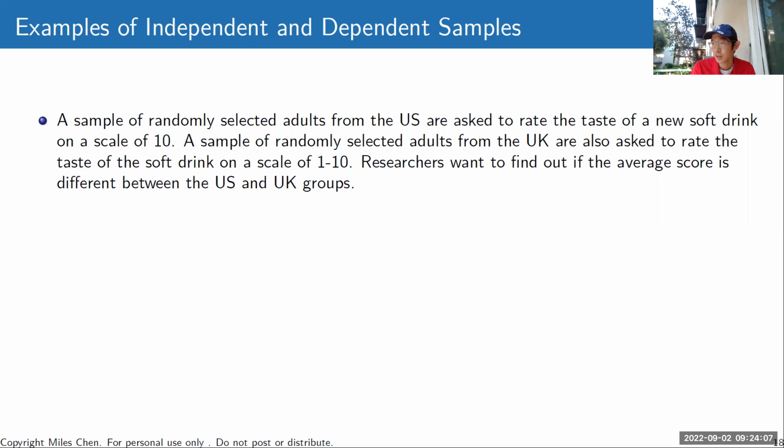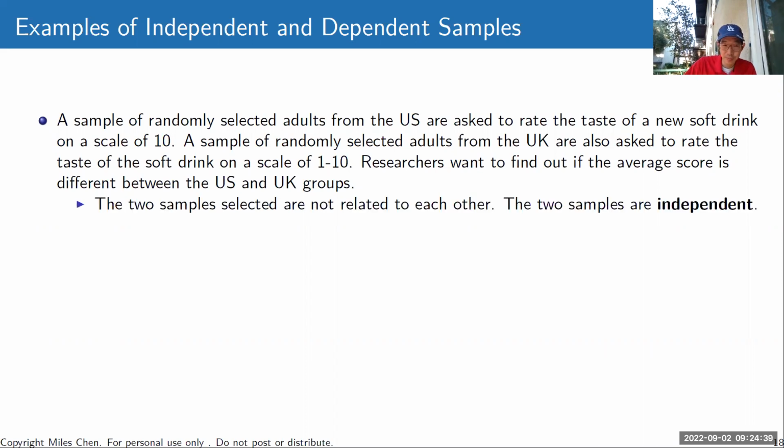So here it says, we randomly selected some adults from the United States, and we asked them to rate their thoughts on a new potential soft drink. And then we also asked some randomly selected adults from the United Kingdom to rate their soft drinks. And we wanted to see, is there a difference in the ratings from the Americans versus the ratings from the British? Is there a difference between the ratings that they've given these soft drinks?